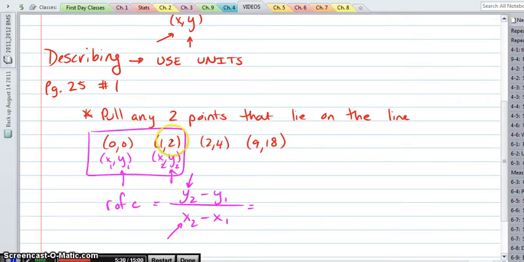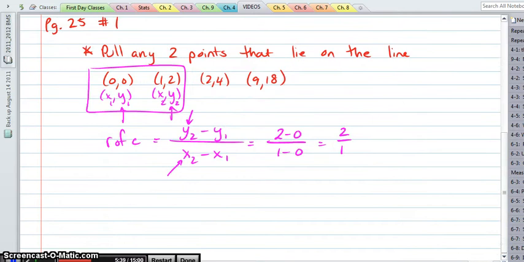So let me find my change in vertical. That would be 2 minus 0. And then my change in horizontal would be 1 minus 0. This works out really nicely, 2 over 1. So that's my rate of change. But remember, I need to have units.